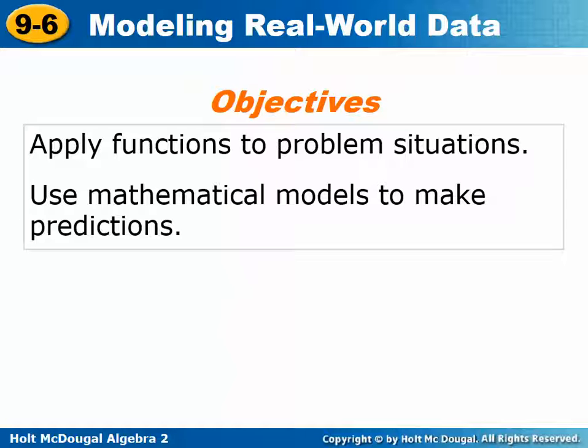Hello, this is Ms. DB, and today we are going to go over Chapter 9, Section 6 on modeling real-world data. Our objectives are to apply functions to problem situations and use math models to make predictions. This is very similar to other assignments that we've done, except we have added more types of functions that we can check and see if our data fits that.